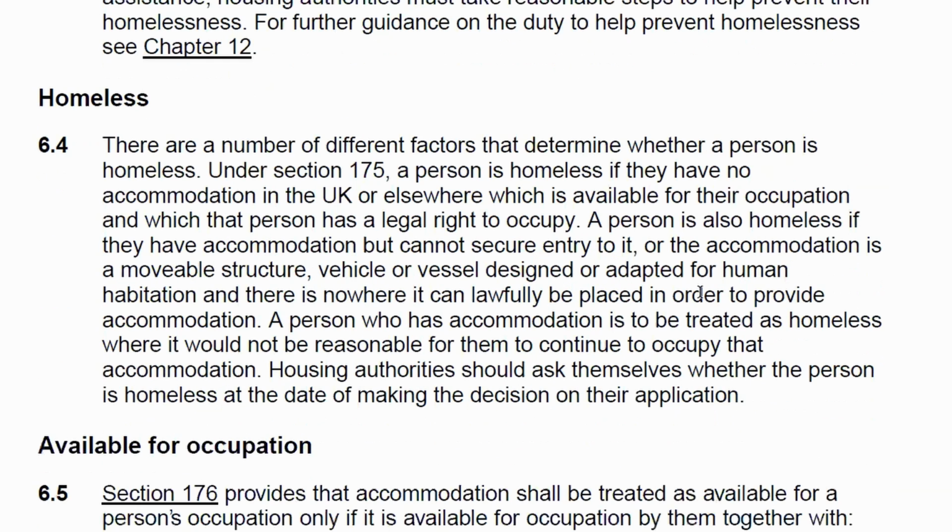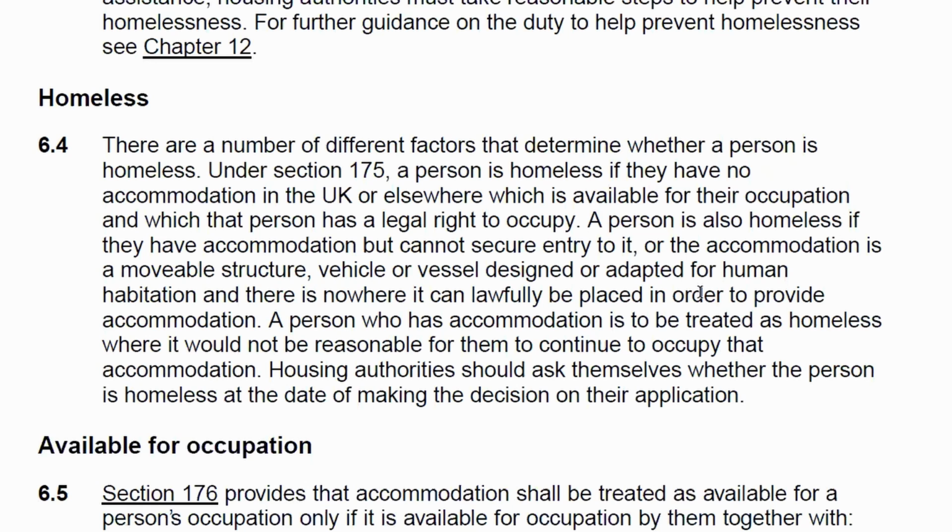Homeless. 6.4. There are a number of different factors that determine whether a person is homeless. Under Section 175, a person is homeless if they have no accommodation in the UK or elsewhere which is available for their occupation and which that person has a legal right to occupy. A person is also homeless if they have accommodation but cannot secure entry to it, or the accommodation is a movable structure, vehicle, or vessel designed or adapted for human habitation, and there is nowhere it can legally be placed in order to provide accommodation.